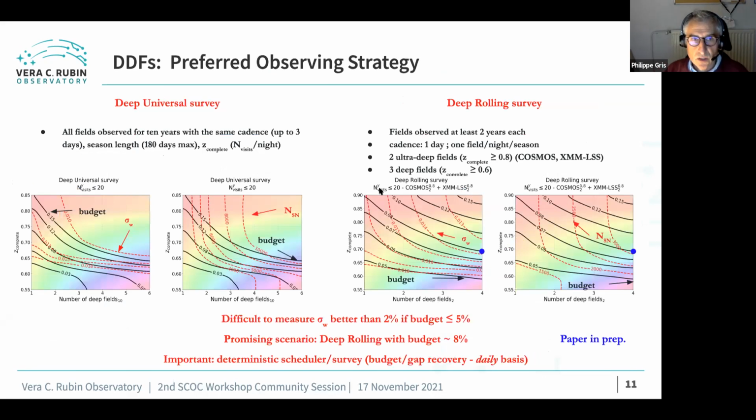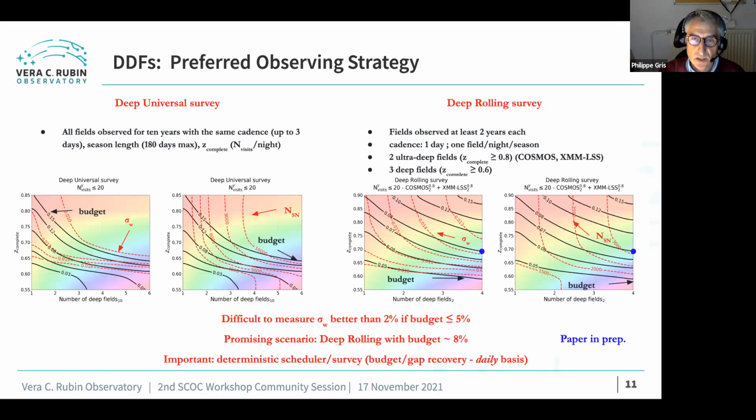So to give you a little bit more detail about these two strategies. On the left, the deep universal survey. In that case, all the fields are observed for 10 years with the same cadence of 3 days, the same season length, 180 days max, and the same redshift completeness, which means the same number of visits per observing night. And on the right, the deep rolling survey. In that case, the fields are observed at least 2 years each.